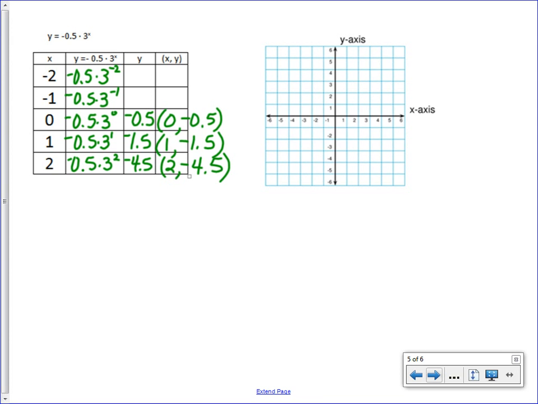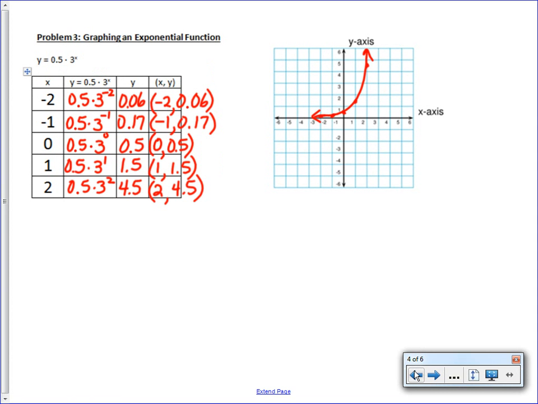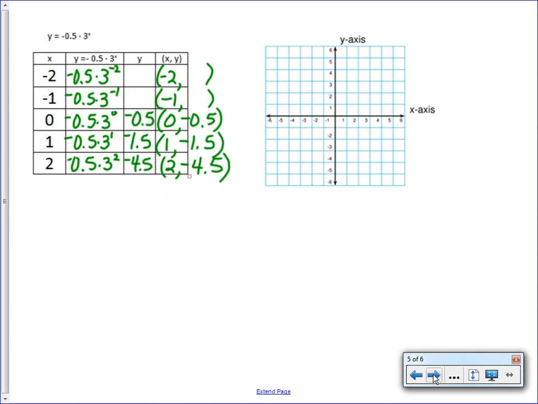All right, and because this is just similar, except for the fact that we are getting a negative answer, I think we can go back to our previous graph and get our numbers. Our y values simply are going to be negative. So for x equals negative 2, we'll have negative 0.06, and for negative 1, we'll have negative 0.17.